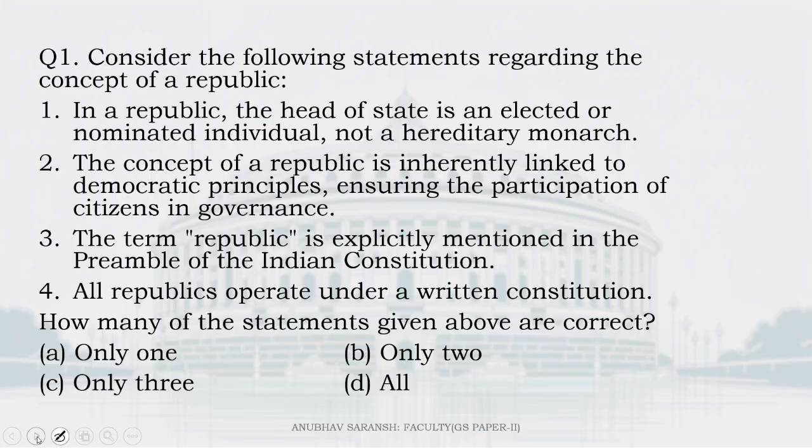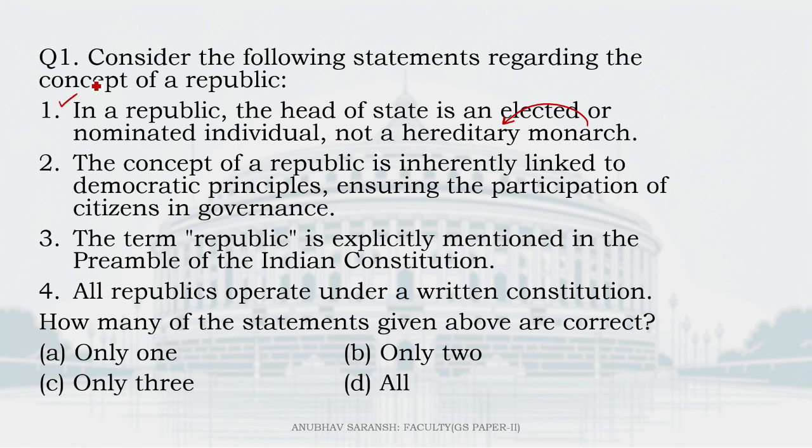Let's begin. First question. Consider the following statements regarding the concept of a republic. In a republic, the head of state is an elected or nominated individual, not a hereditary monarch. So yes, of course, in a republic, the head of state has to be typically elected, sometimes directly, sometimes indirectly, or nominated. The idea is that it is different from monarchy in the sense that in a monarchy, the head of state is a hereditary post.